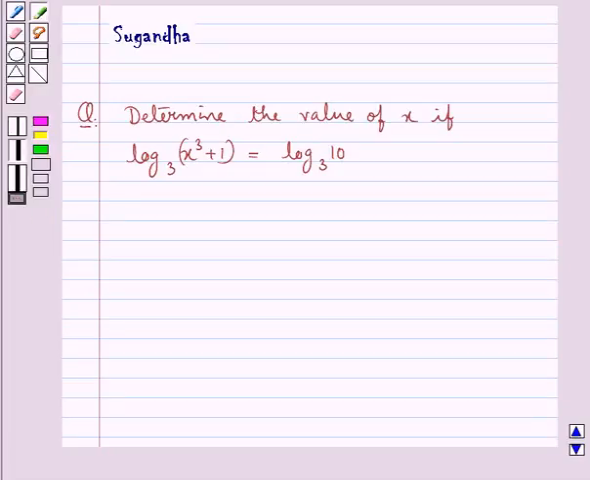Welcome to the session. In this session, we discuss the following question that says, determine the value of x if log of x cube plus 1 to the base 3 is equal to log of 10 to the base 3.